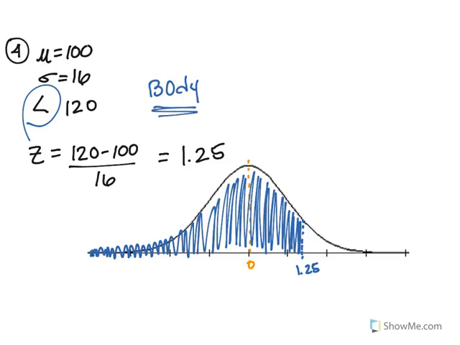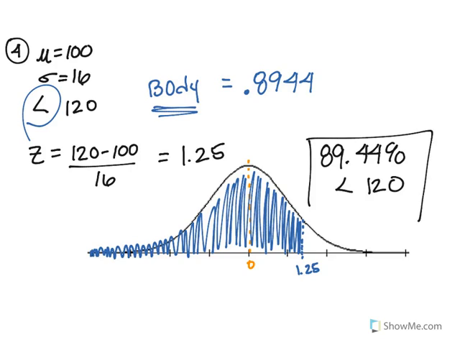Okay. So we're going to go on our table at 1.25, and we're going to find the body measurement, which is 0.8944. And we're just going to convert it to a percent: 89.44% have IQs that are less than 120. Okay.